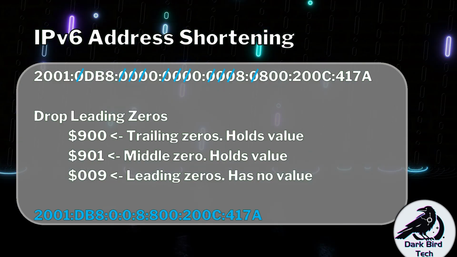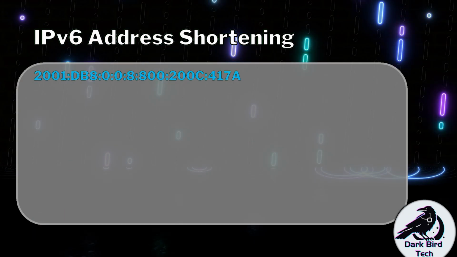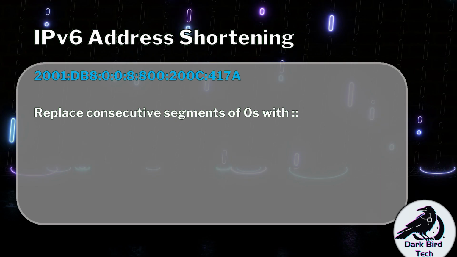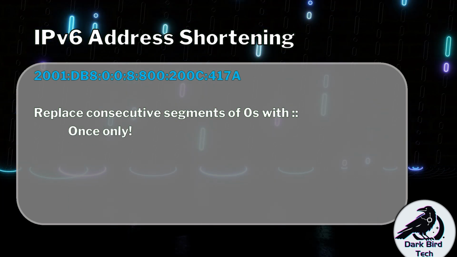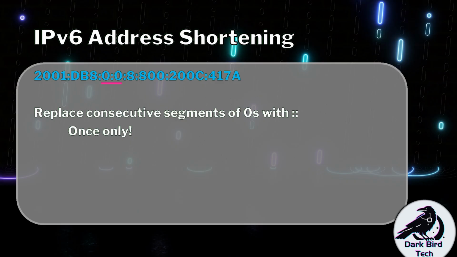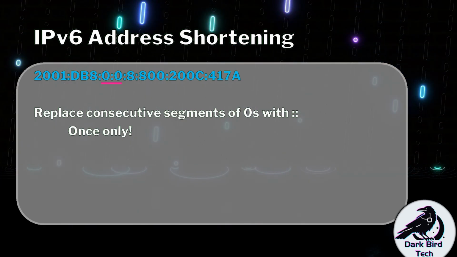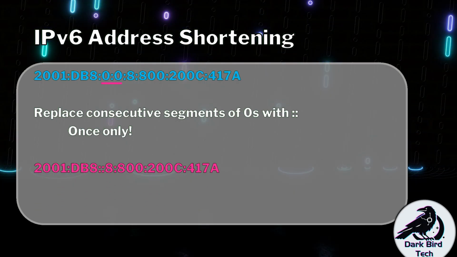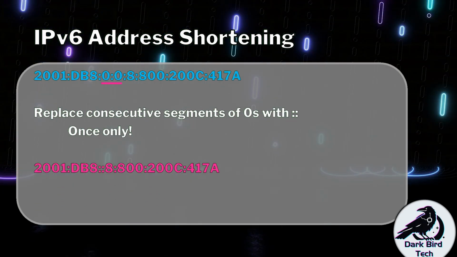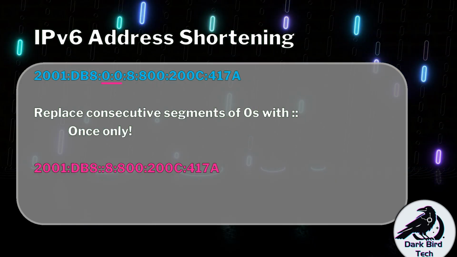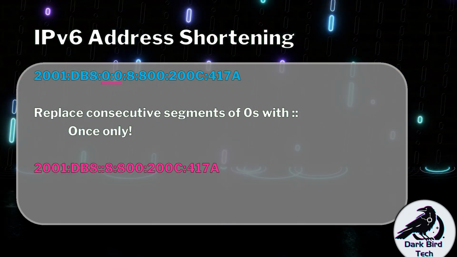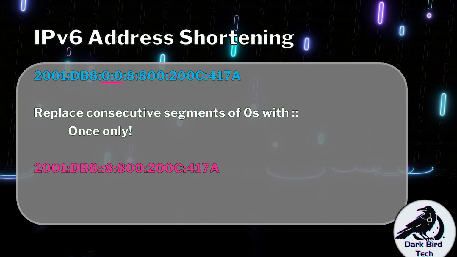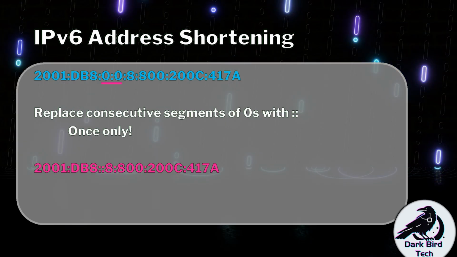So it's much shorter. But remember, there's that second thing we can do, which is to replace the consecutive segments of zeros with a double colon, but once only. And there is our consecutive segments of zeros, where instead of writing colon 0 colon 0, I can just rewrite it as colon colon. Now, in this example, it didn't save us that much typing, but in IPv6 addresses where there are loads more zeros, we can expect to see a lot more space being saved by the double colon.